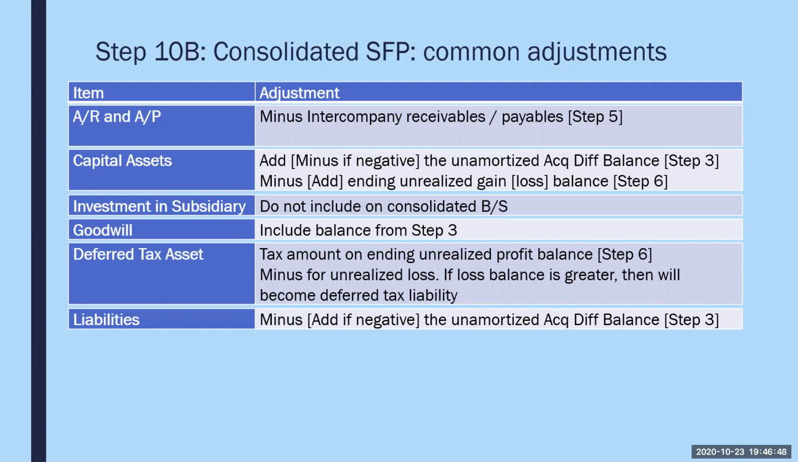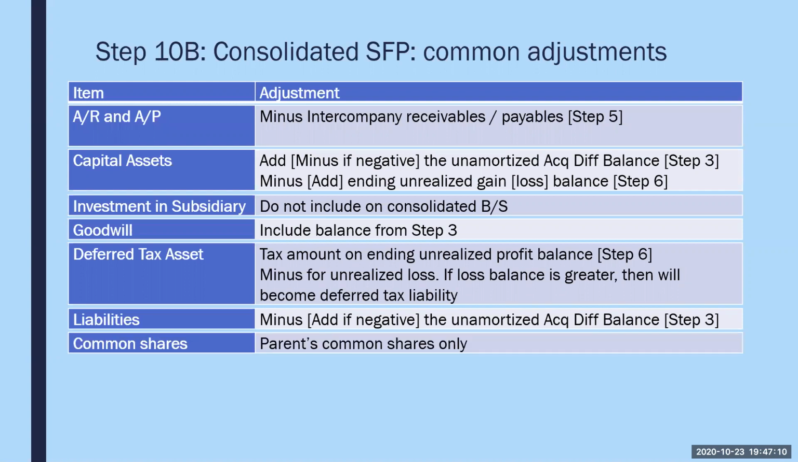Liabilities: look at whether there is any unamortized balance from step 3. A debit balance from step 3 will result in the liability being lowered, so minus. If you have a credit balance, i.e. a negative in the amortization schedule, then that will be added.